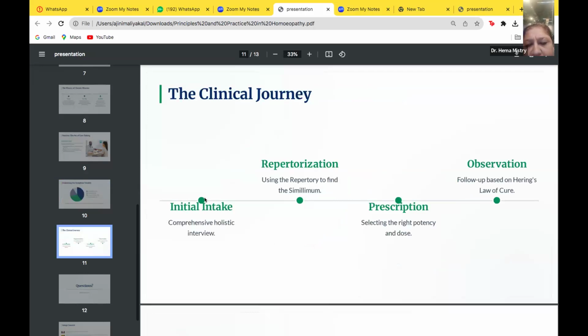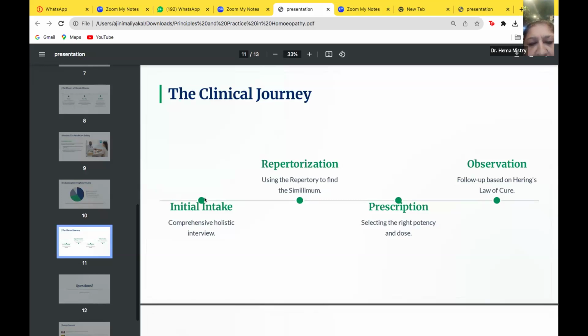So initial is the comprehensive holistic interview or case taking, as I have said, that it is a very intricate art: how we interview the person, how we establish our bonding, what is the rapport, and how the patient is able to open up and completely rely, comes out with his most innermost feelings, that he's able to discuss with us with complete faith.